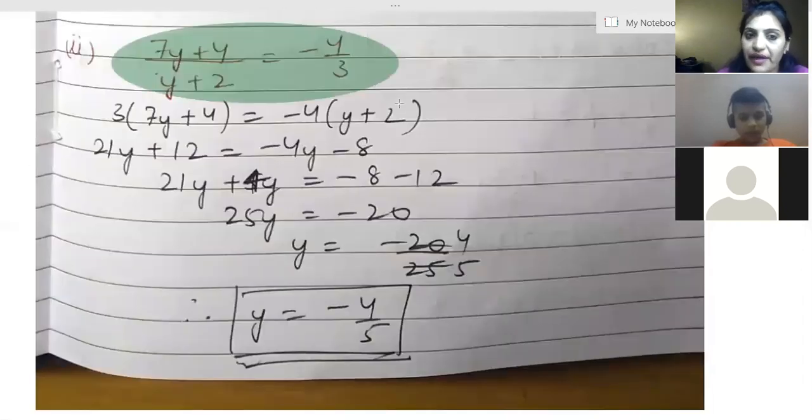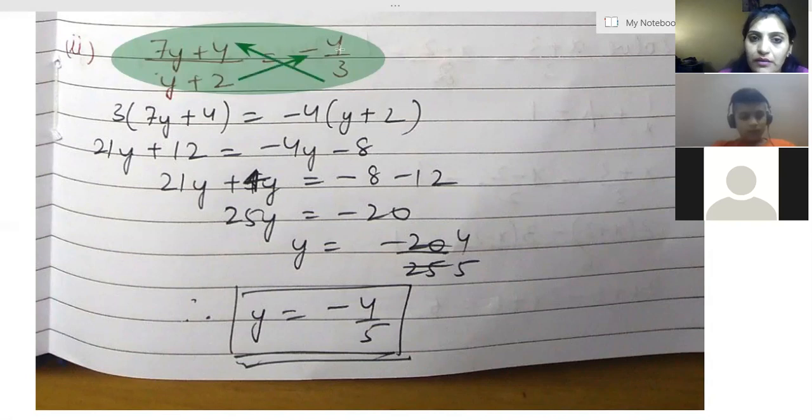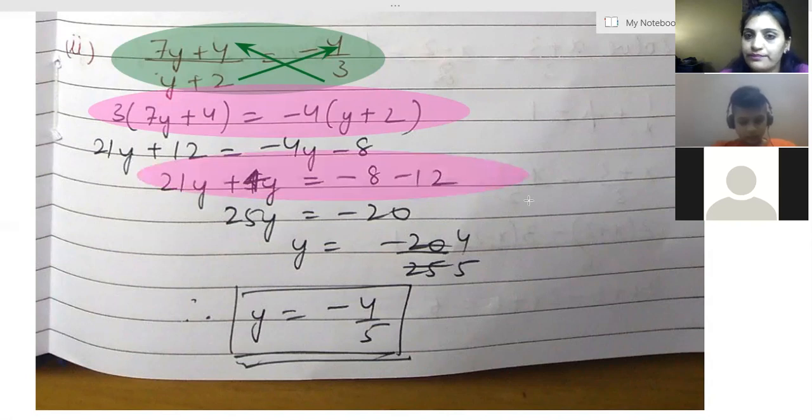7y plus 4 divided by y plus 2 is equal to minus 4 by 3. Again the crisscross method. When we are solving the crisscross method, we need to solve the brackets also. So 3 into 7y plus 4 is equal to minus 4 into y plus 2. On solving this, I will be getting 21y plus 4y is equal to minus 8 minus 12. So 25y is equal to minus 20. So that means y is coming out to be minus 4 by 5.